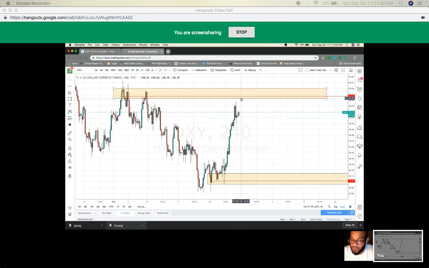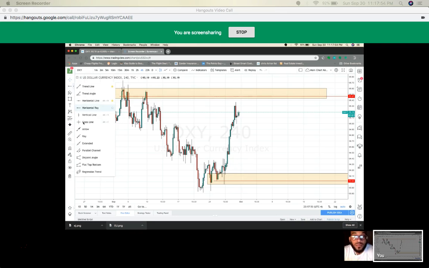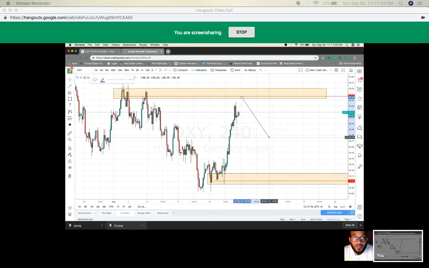you kind of lose your bias. And what I mean by that is this is a very strong momentum going up. So when it gets here, it can either do this or this, right? So you don't really know. You trade what you see, not what you think.